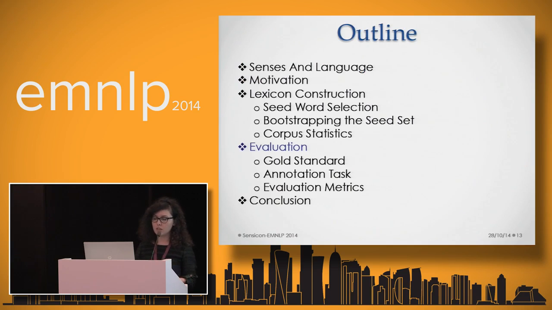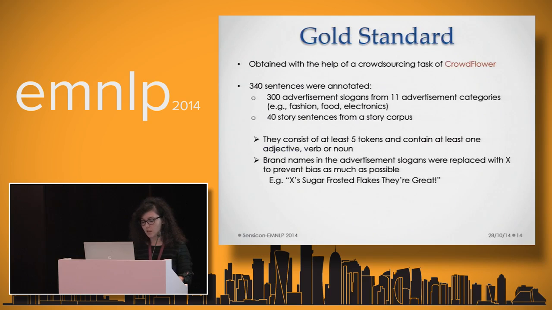Now I'm going to talk about our evaluation methodology. Since there is no attempt in the literature, to the best of our knowledge, to create such a lexicon, we needed gold standard data for the evaluation. To create a gold standard, we used a crowdsourcing task from Crowdflower, and first we collected 340 sentences to be annotated, and 300 of them are advertisement slogans from 11 categories such as fashion, food, beverages, and 40 of them are story sentences from a story corpus.